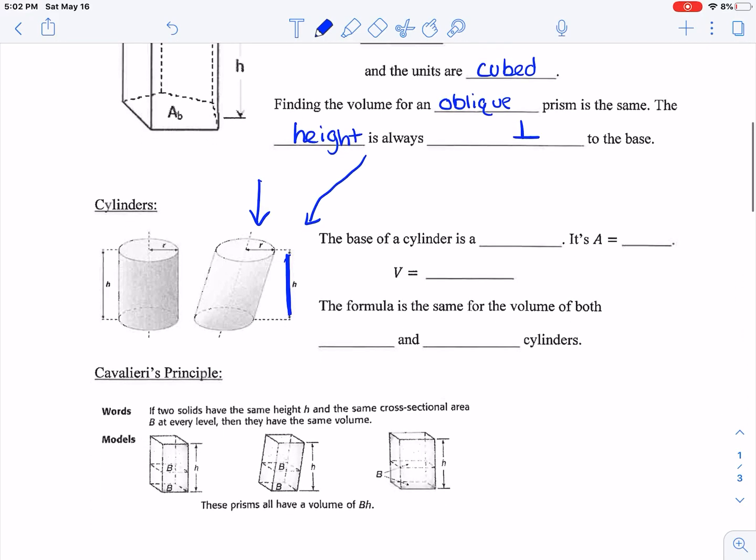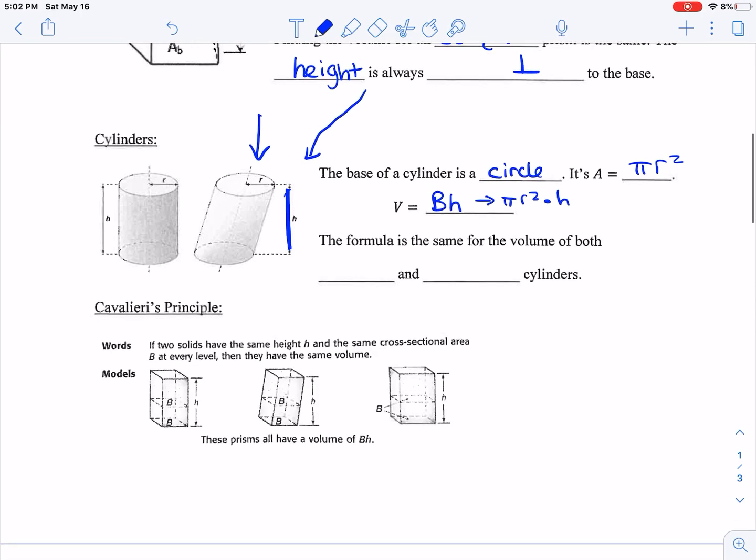So we have the base of a cylinder is a circle, and its area is pi r squared. So our volume, we can still think of this as the area of our base times our height, but specifically for cylinders, that's going to be our pi r squared times our height. And then again, the formula is going to be the same for the volume of both right and oblique cylinders.